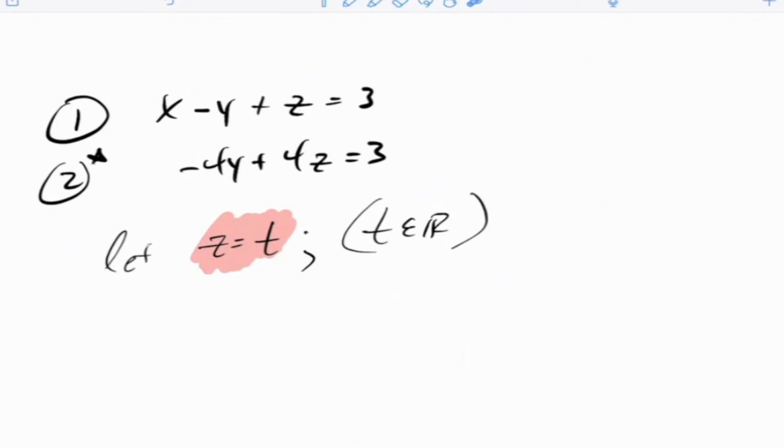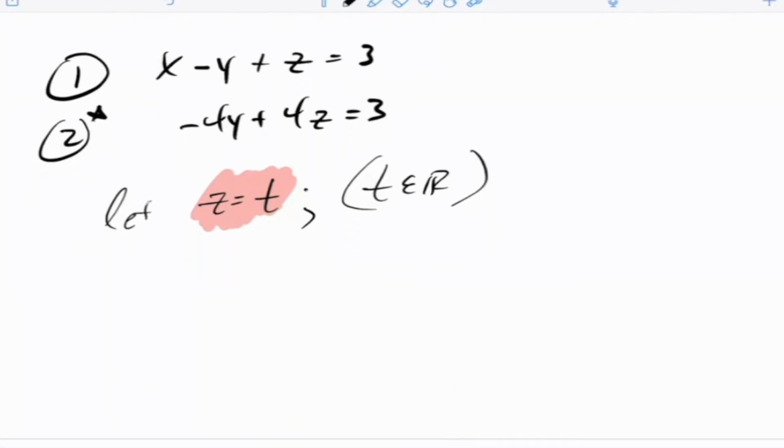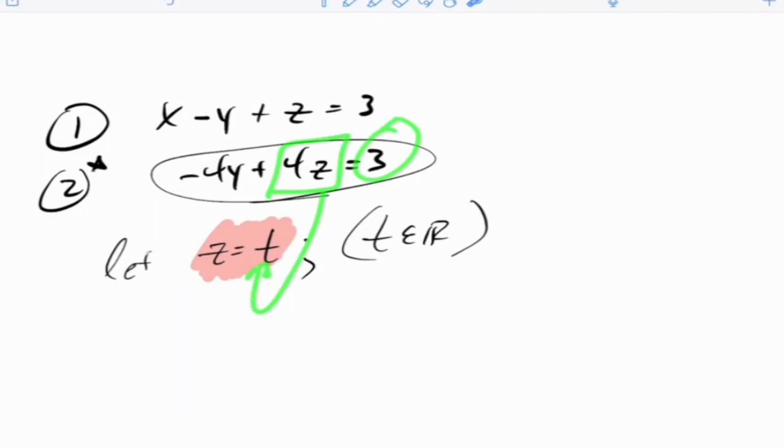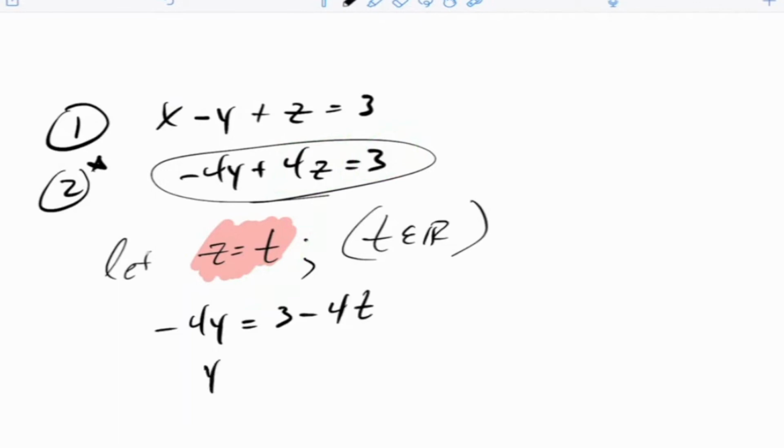Notationally, they usually let the last letter of the alphabet be the parameter. There's nothing unique about t. You could have let it be r or s. I just picked t because that's typically used for the parameter. So now that I know that z equals t, I can actually solve this equation, because this is the number 3, and this is now a known value. It's equal to t. You understand? So that means that minus 4y is going to equal 3 minus 4t. It's not a z anymore, it's a t. And therefore y is going to equal negative 3/4 plus t.